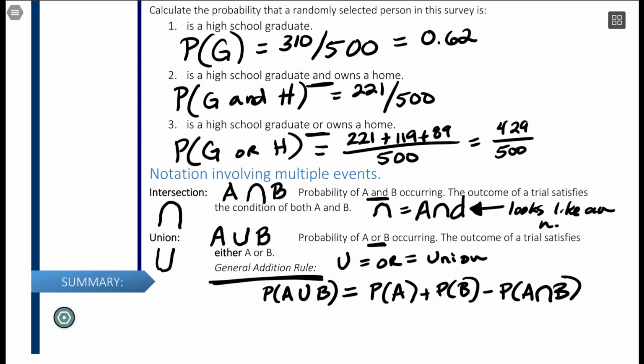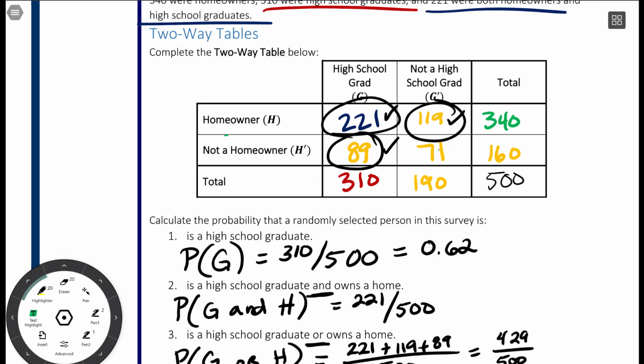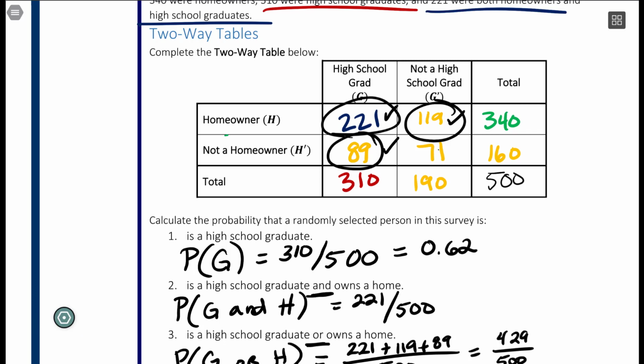Well, let's go ahead and take a look up at our two-way table one more time. Looking at this two-way table, let's see which cells there were. We had these first three: 221, 119, and 89. I'm going to use the general addition rule and use my highlighter to address that. So what we can say is, it's the probability of G or H. So it's everybody that satisfies G, right? So it's these guys right here that satisfy G. And then it's also anybody that satisfies H. So it's probability of G plus the probability of H.